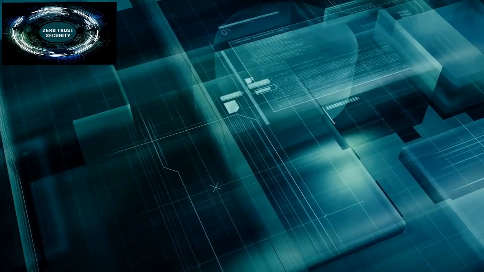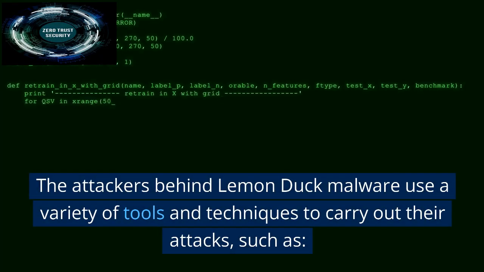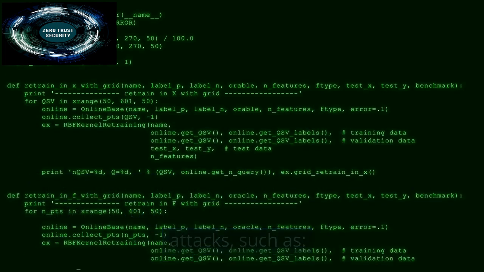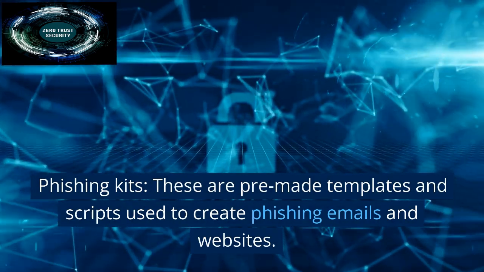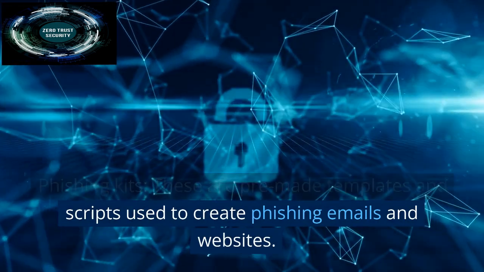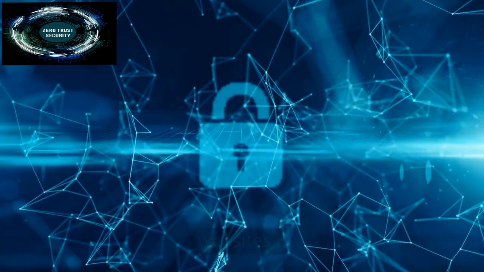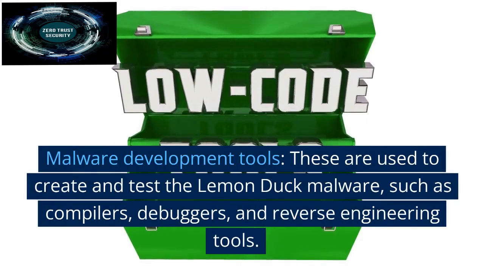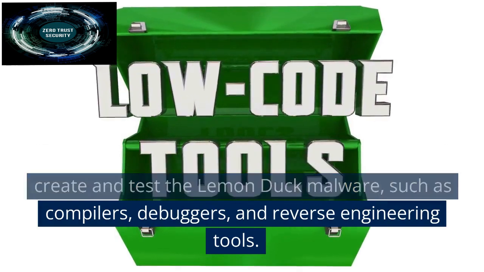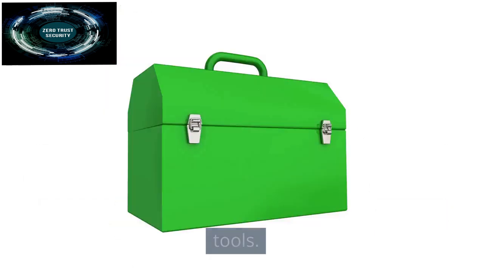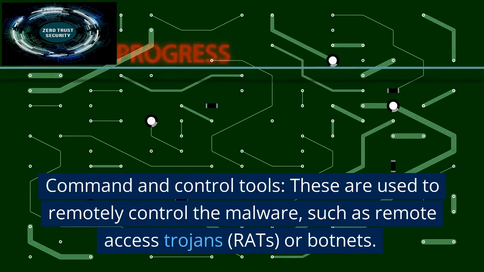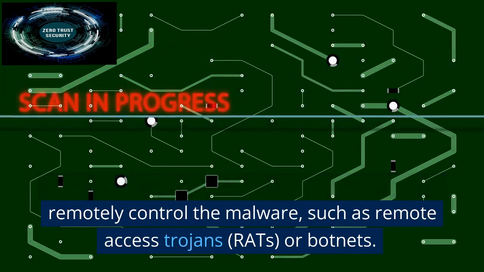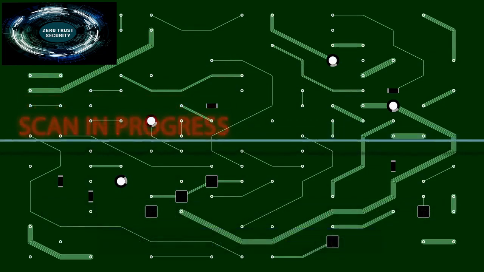Tools and techniques. The attackers behind Lemon Duck malware use a variety of tools and techniques to carry out their attacks, such as phishing kits. These are pre-made templates and scripts used to create phishing emails and websites. Malware development tools. These are used to create and test the Lemon Duck malware, such as compilers, debuggers, and reverse engineering tools. Command and control tools. These are used to remotely control the malware, such as remote access Trojans, RATs, or botnets.